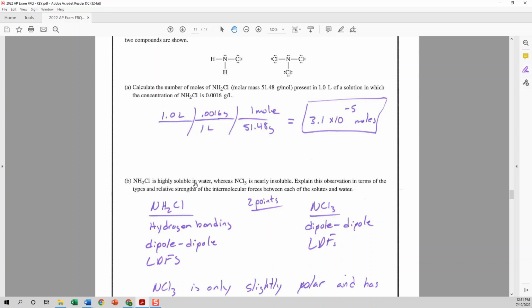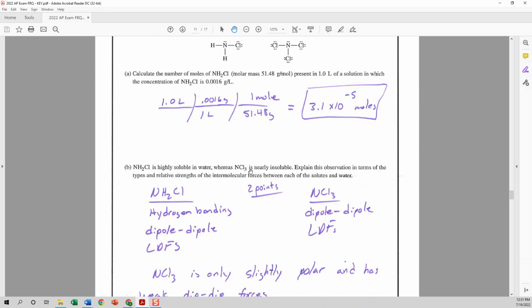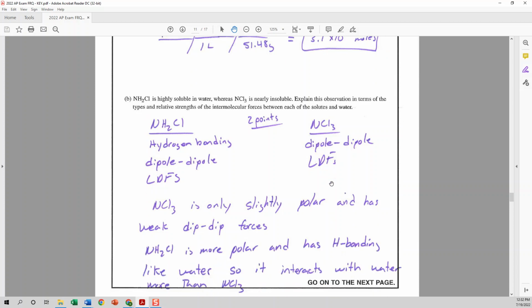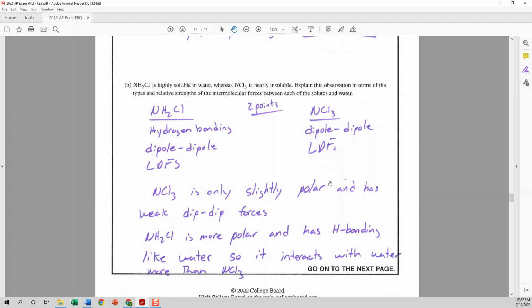NH2Cl is highly soluble in water, whereas NCl3 is only nearly soluble, so somewhat soluble, as opposed to very soluble. Explain this observation in terms of types of relative strengths of intermolecular forces between each of the solutes in water. Okay. And I'm looking at my answer here. Okay, so I did mention water.